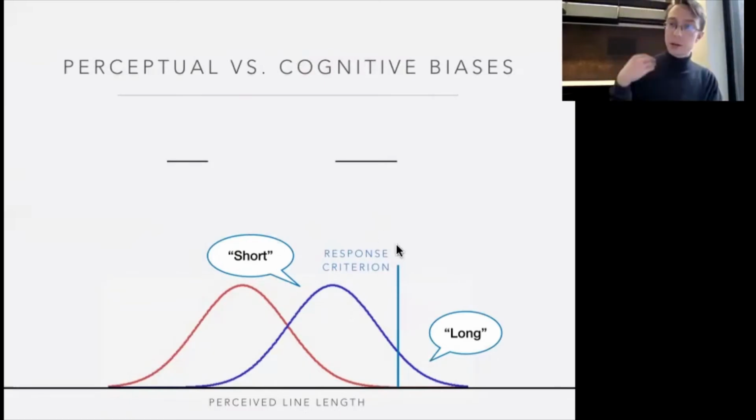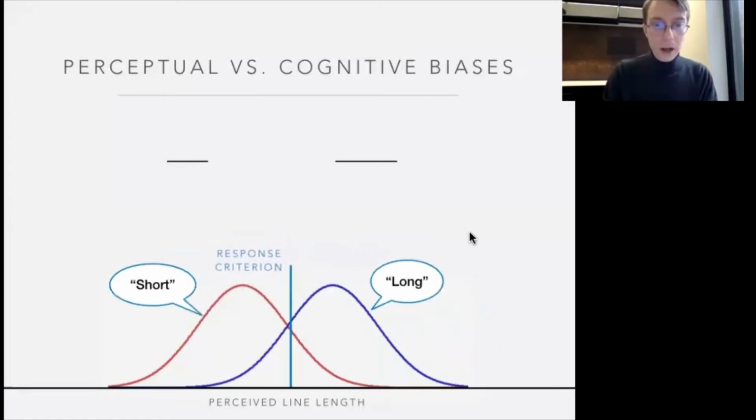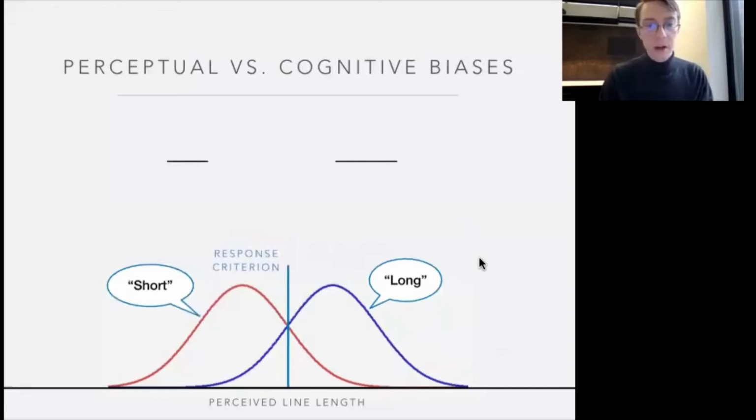So basically, by giving you a lot of money, I will shift your criterion and you will answer short. Of course, my giving you a lot of money doesn't change what you see, okay? So the change that I'm inducing here will shift your response criterion, but it will not change your perception. Now, let's imagine something different. Let's imagine that instead of giving you a lot of money, I do this.